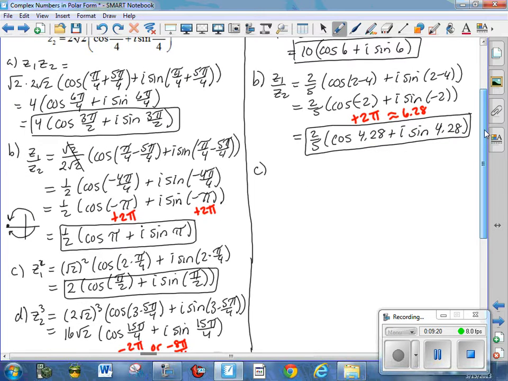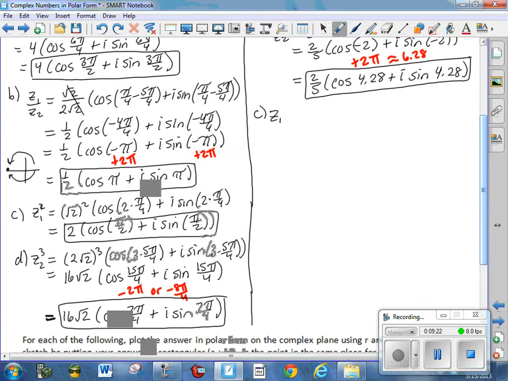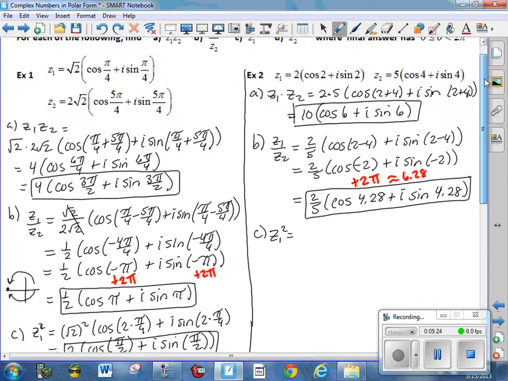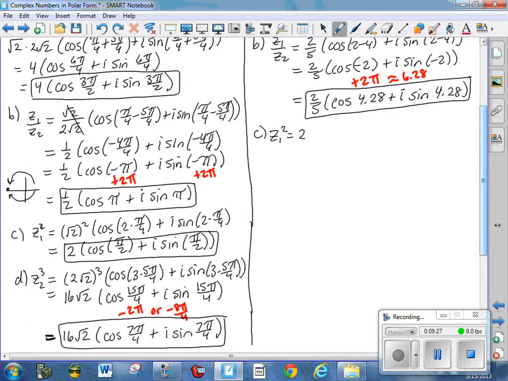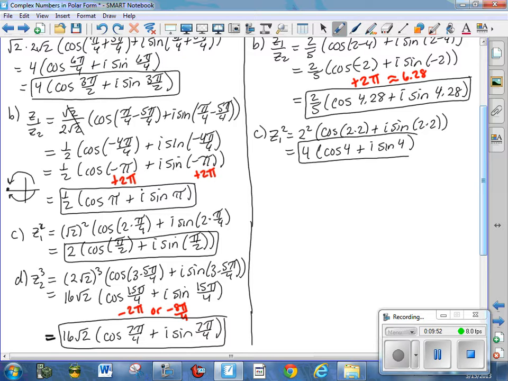Okay, next one is z1 squared. So I'm going to have to go back and look at what z1 says. That would be 2 squared. So remember, raising the power, you square r, and you multiply the theta by that power. So cosine of 2 times 2 plus I sine of 2 times 2, which is 4 times cosine 4 plus I sine of 4. 4 is between 0 and 2 pi, so I am done.